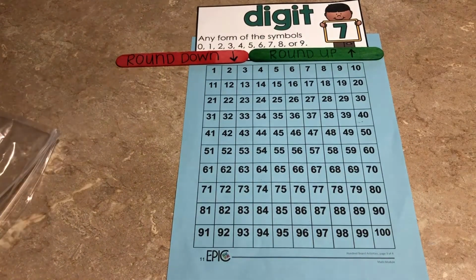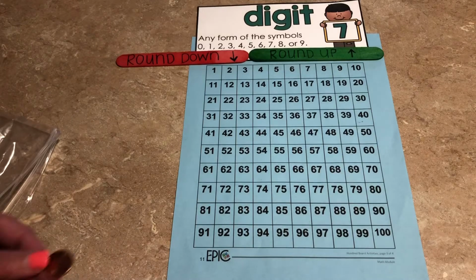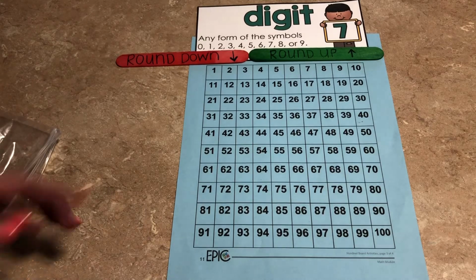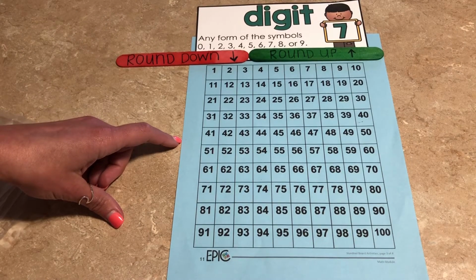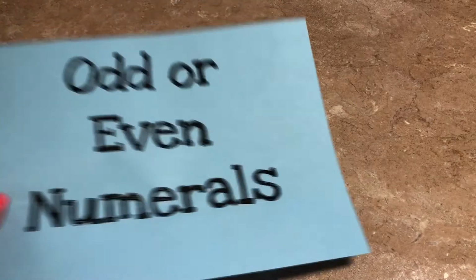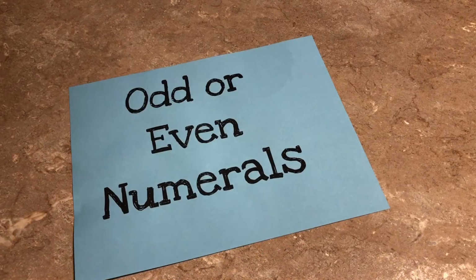Okay, so this activity can be continued at home. Remember, this is a great activity for you to continue to practice recognizing your digits sitting in different place values and whether or not that digit in the ones place value would have you round down or round up to the nearest 10. The next activity I want to model for you is called odd or even numerals.